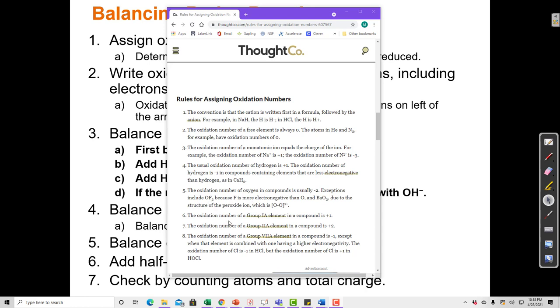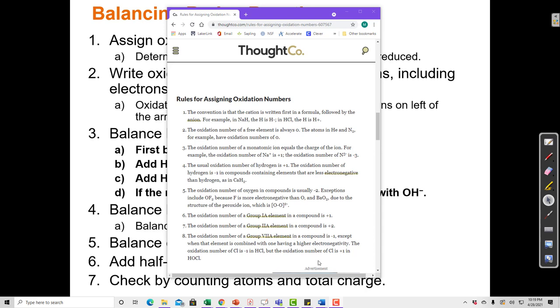The oxidation number of group 1A elements is plus 1. The oxidation number of group 2 elements is plus 2, just like their charge. The oxidation number of group 7 elements is minus 1, just like their charge. This is the halogens. Halogens are almost always negative 1, unless, again, they're bonded to an element that is more electronegative than themselves, in which case they are no longer negative. Then they would be the positive part of that compound, and they would have a positive oxidation number. But again, those are rare cases.